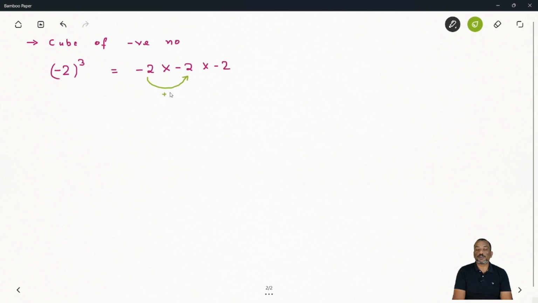Plus 4. Because you know that a negative number multiplied with a negative gives positive. Again, this plus 4 is multiplied with negative 2. So you will get how much? Positive 4 multiplying with negative 2, so you will get negative 8.